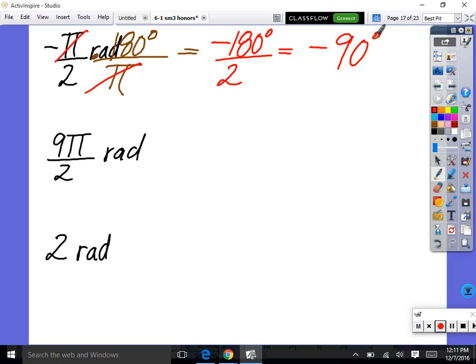So sometimes it helps people think about this. If I gave you this and said, graph that, that one's easy to think about, but let's say you weren't quite sure. It'd be easy to convert it to degrees and then graph the degrees. Okay, 9 pi halves, so we're going to multiply by 180 degrees over pi. Our pi's will then divide out, so we will have 9 times 180 divided by 2. Positive 810 degrees.